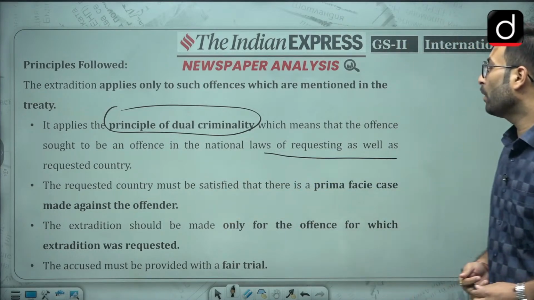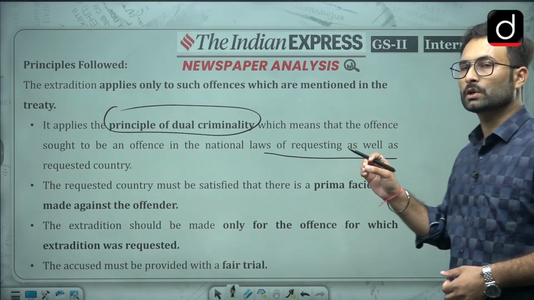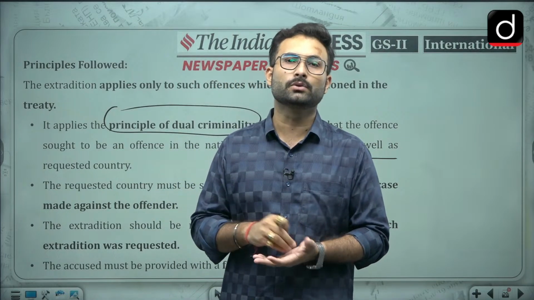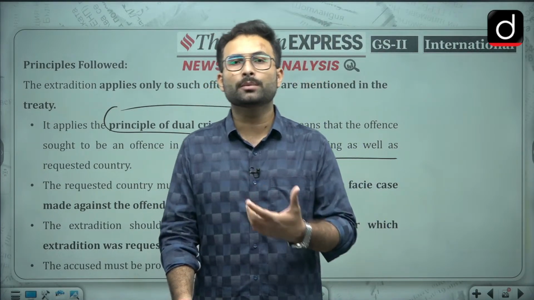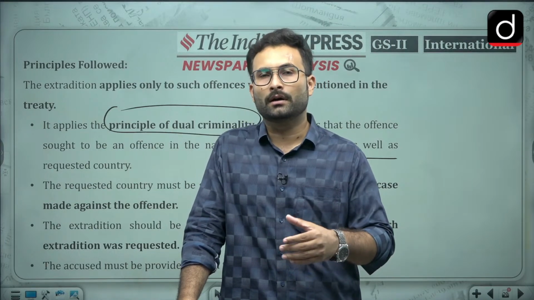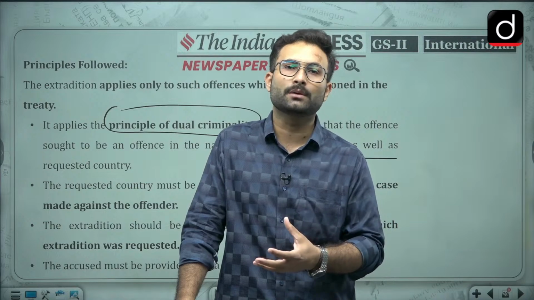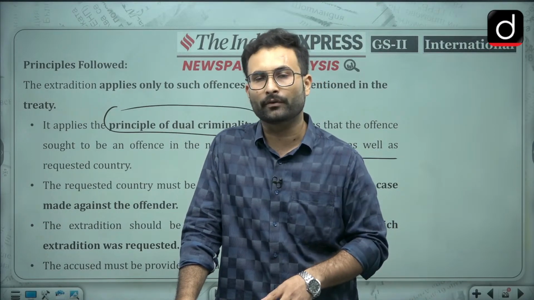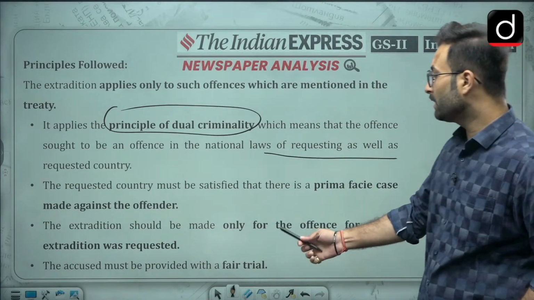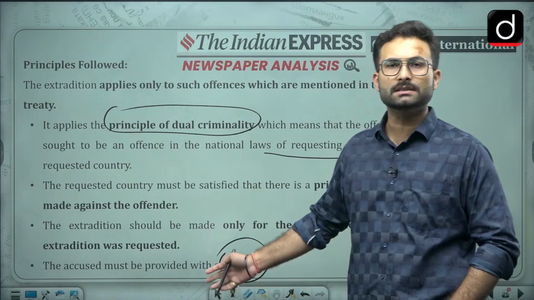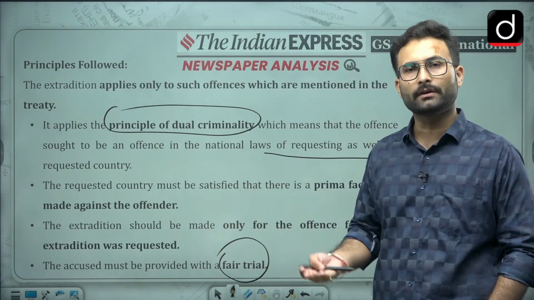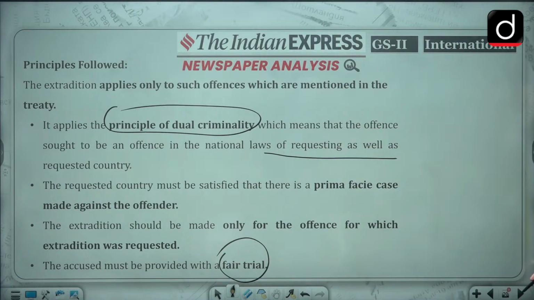The extradition should be made only for the offence for which the extradition was requested, and only for that can you go for the extradition. So it cannot be possible that you have asked for extradition for a particular crime, and then while these talks are going on, you change the offence or add another offence at that point of time. That cannot be done. Last, the accused person must be provided with a fair trial. That is the principle of natural justice: a person who has been accused should be given a fair trial. So that is about extradition and the principles followed in it.